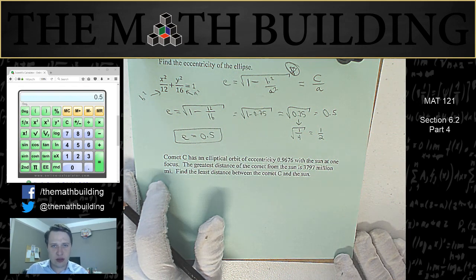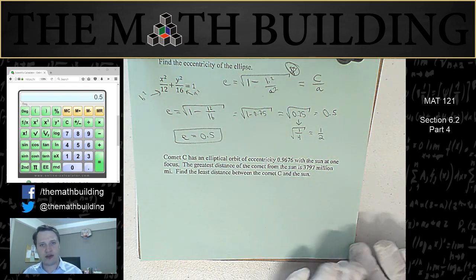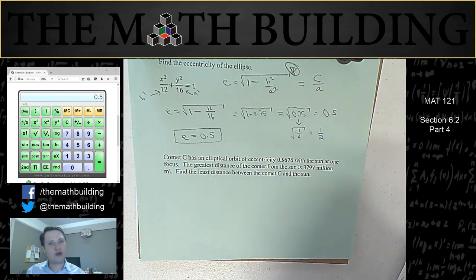Welcome to the last part of section 6.2. We have a word problem here talking about a comet. Here's one really cool thing about ellipses.